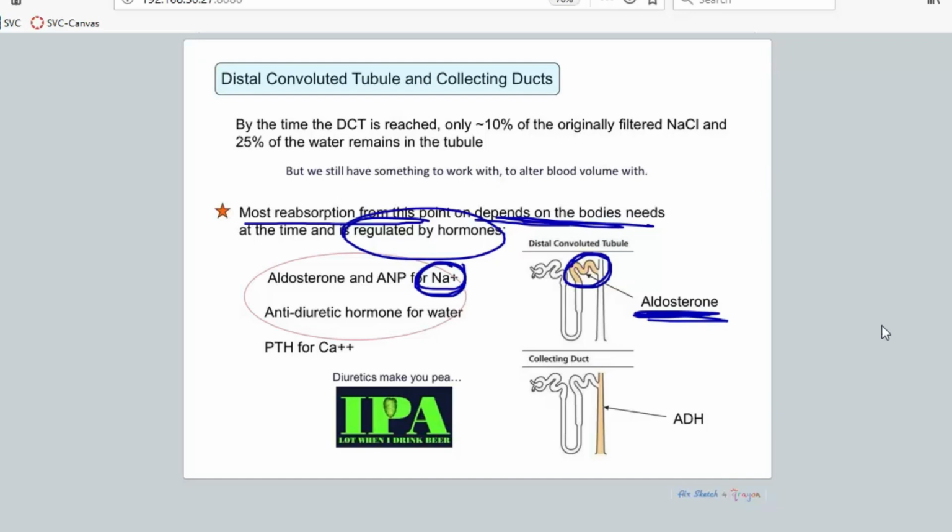After that, that fluid, which is now called urine, goes into the collecting duct. And in the collecting duct, we have one last opportunity to reabsorb water. Let's say we're dehydrated and we want to reabsorb water. Well, the collecting duct is where that's going to happen, and that's under the control of another hormone called anti-diuretic hormone that's released by the posterior pituitary.